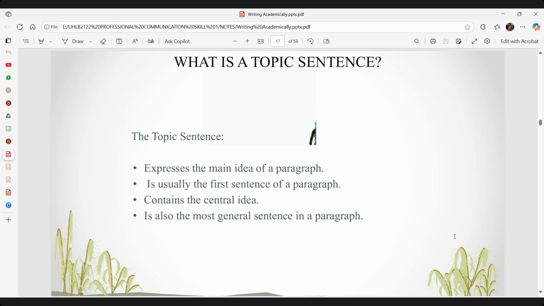It contains the central idea, of course. Central idea, main point, same. It's almost the most general sentence in the paragraph. Because the topic sentence is just stating the main idea, it would be general. You do not have any example. You do not have any explanation in the topic sentence. All right, as simple as that.